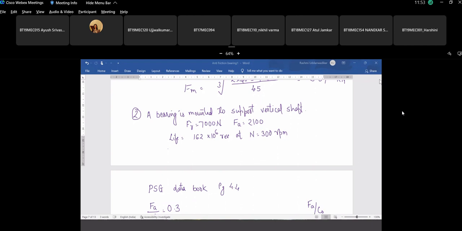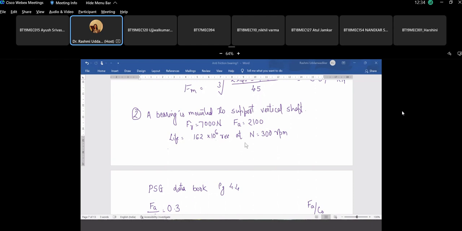Well, we were discussing this rolling contact bearing. Complete this numerical and then I'll tell you what is the relevance of this term E and what is this FA by C0. So as of now, we had started this problem. The problem statement is a bearing is mounted to support a vertical shaft. We have to design a ball bearing for the following data. The radial load is 7000 Newton, axial load is 2100 Newton. At 300 RPM, the life is given as 162 million revolutions.